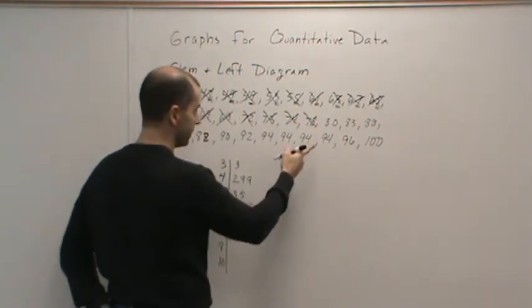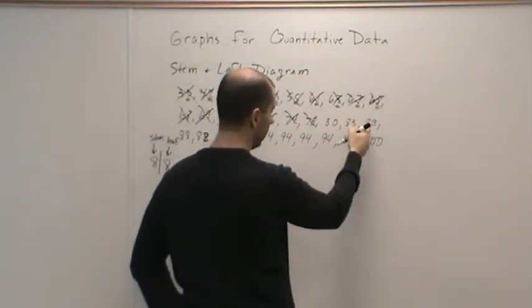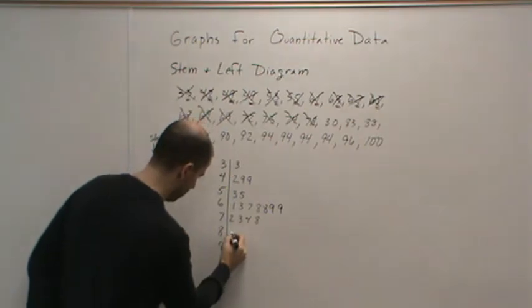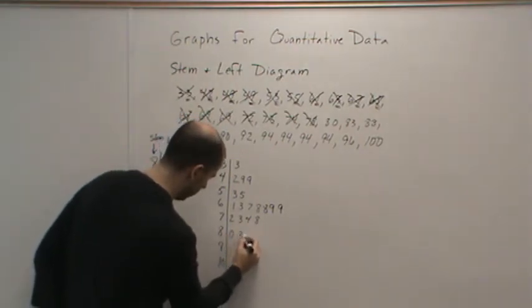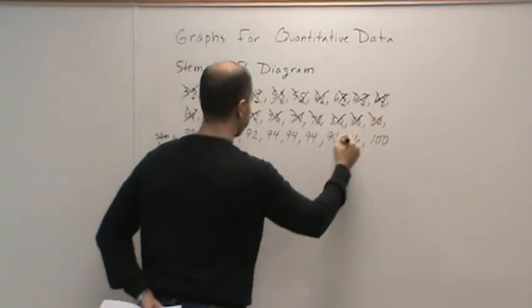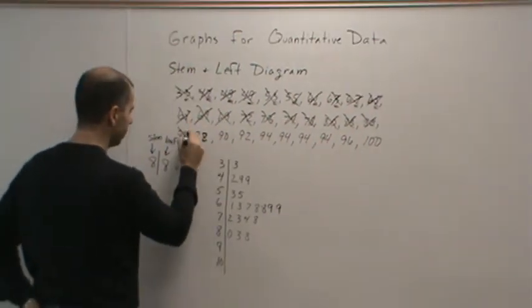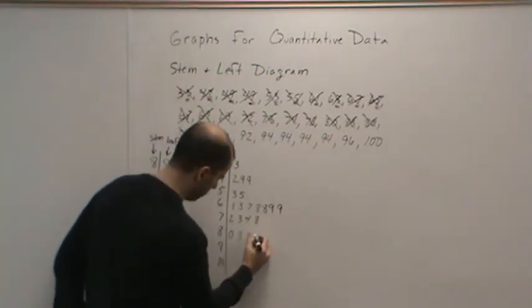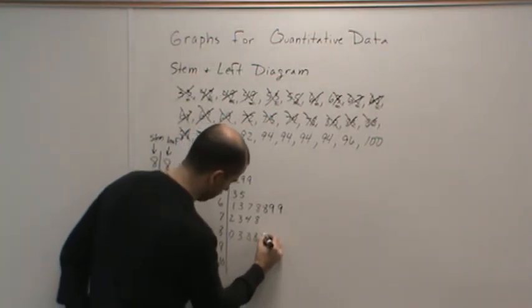Now I go to the 80s. I got 0, 3, 8. 8, 8, and I'm done. So I put 2 more 8s.